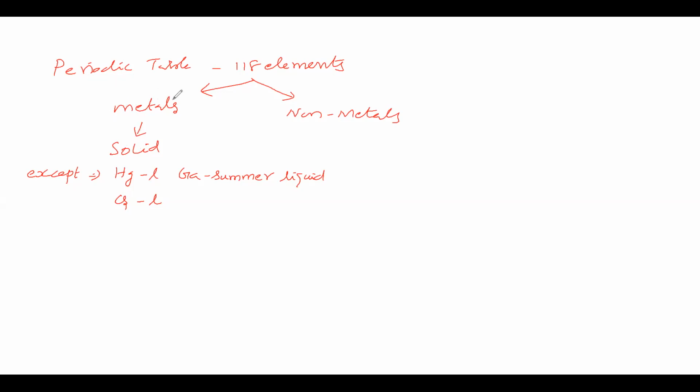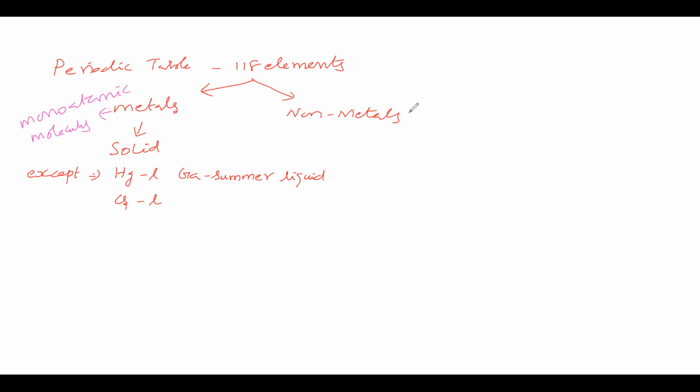Now, out of these elements, one group is called metals. Metals come under solids. Generally, metals exist as monoatomic molecules.